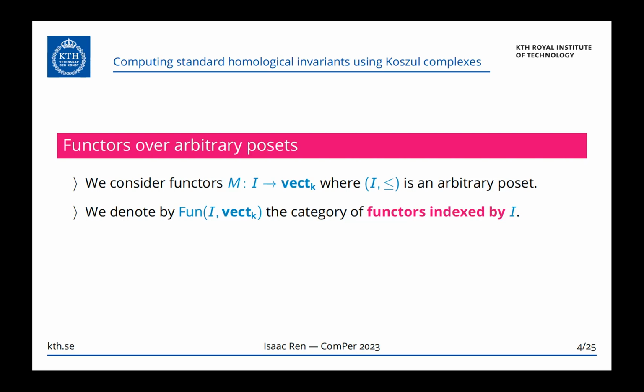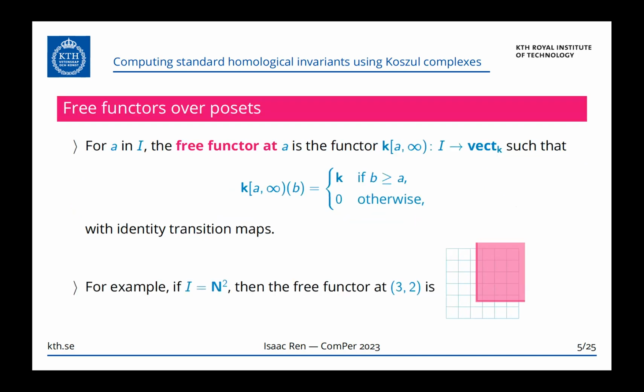A simple example of a functor over a poset is a free functor. For an element A in the poset I, we can define the free functor at A as the following functor, which has also been more or less defined in the previous talks, but with a different notation. K_A^∞ is pointwise equal to K, the one-dimensional vector space, if B is greater than or equal to A and 0 otherwise, with identity transition maps where possible.